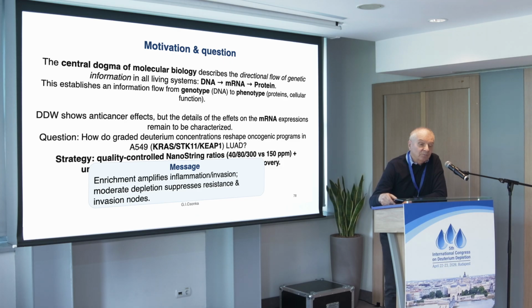And this model, this A549 cell, has a very, very specific protection against any medicine or anything, so it is very stable, very aggressive. It's called the KRAS, STK11, and KEAP1 mutation.